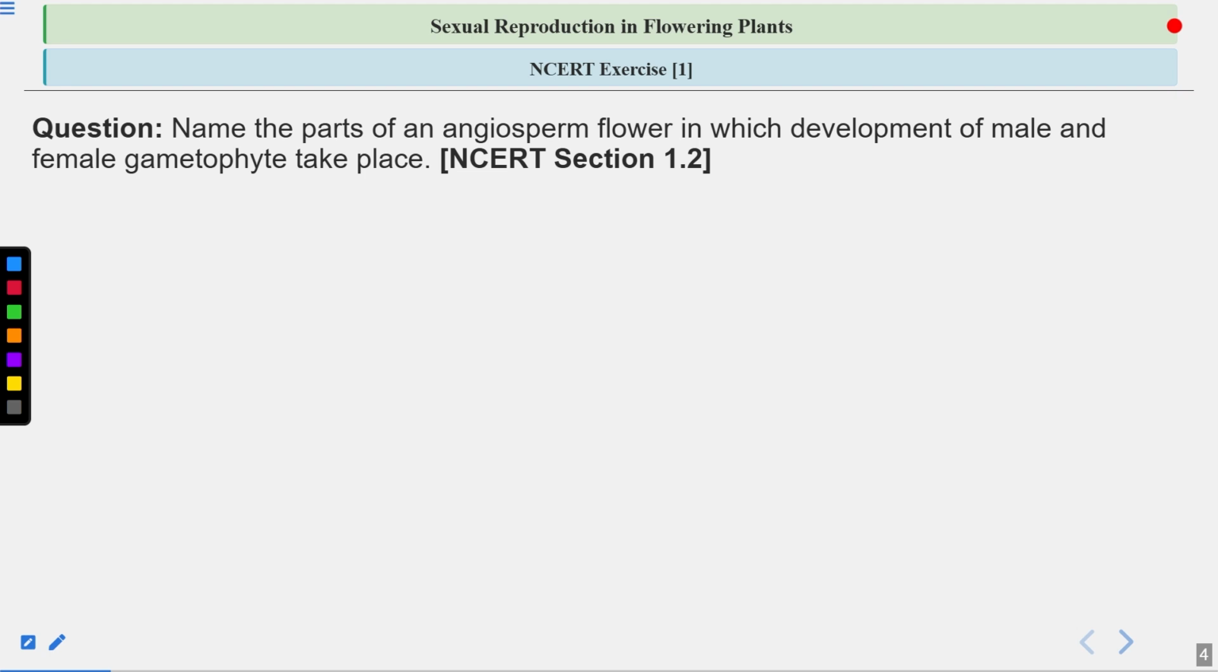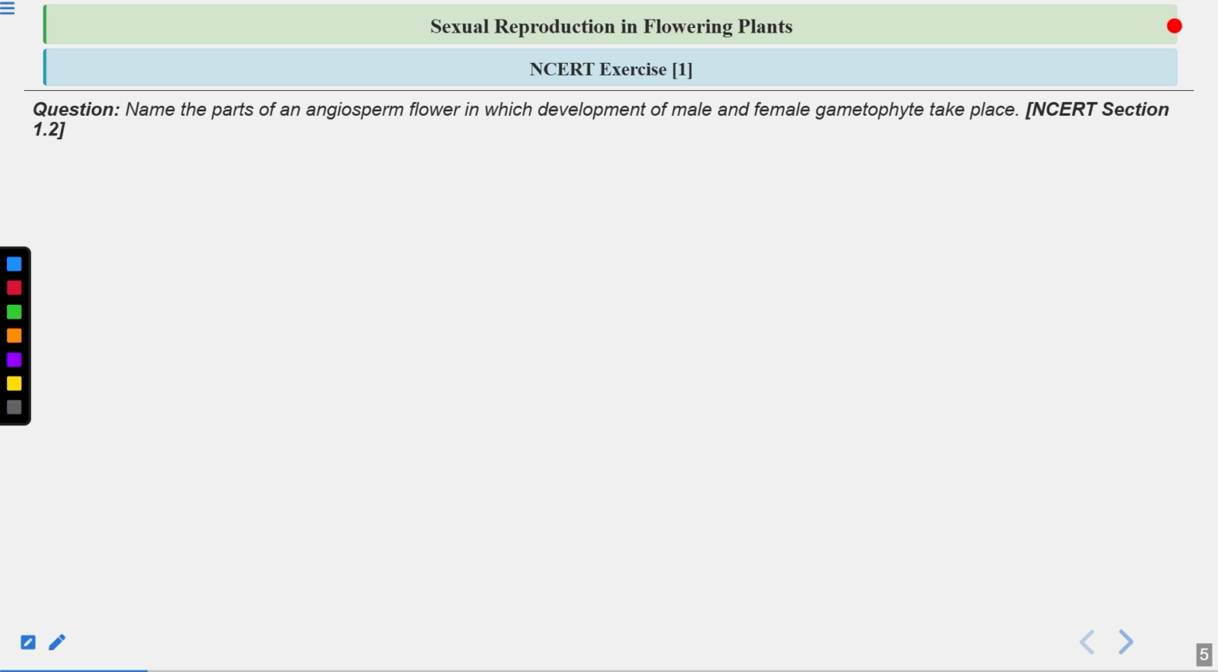Name the parts of an angiosperm flower in which development of male and female gametophyte takes place, right? So you have to tell at which part of the flower the male and female gametophytes develop. The question is based on section 1.2. So this is the question: name the parts of an angiosperm flower in which the development of the male and female gametophyte takes place. So let us see the answer.